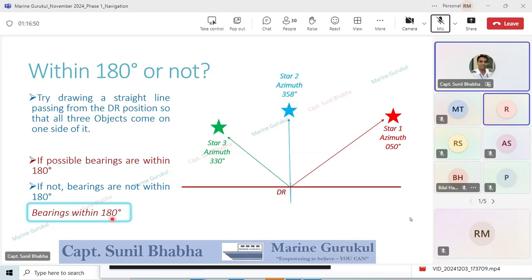Okay, sir. Let's say if I have drawn the line from star one, I have crossed it on the opposite, then it still comes within 180 between all three? Yes, that's correct, Beta. It will still come. Okay, sir.